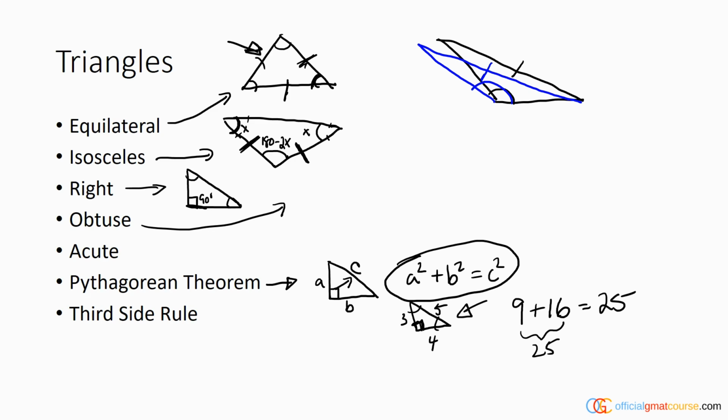Obtuse triangles are triangles that have one angle that's larger than 90 degrees. So this might be an example of an obtuse triangle where this angle is greater than 90 degrees.